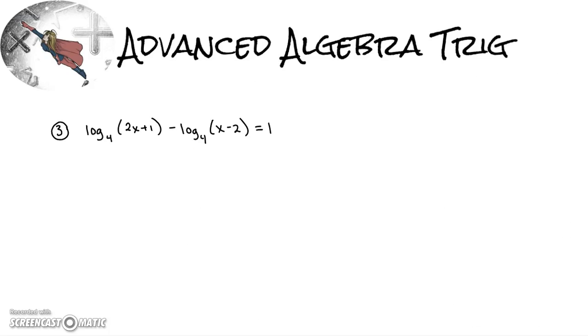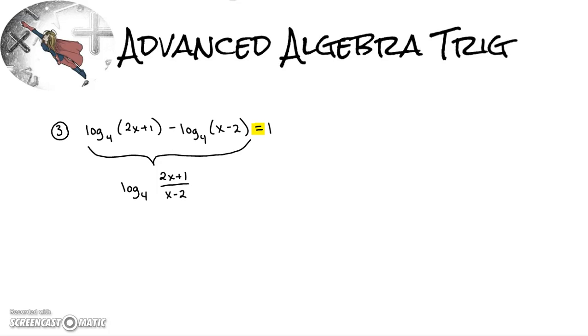Now, in problem number 3, same thing. I locate the equals sign, which is here. And on this side, there's too many logarithms, because there's 2 instead of 1. Now this is subtraction, so I can combine by dividing. So I write log base 4, and then the division is with the arguments, so I divide 2x plus 1 divided by x minus 2.